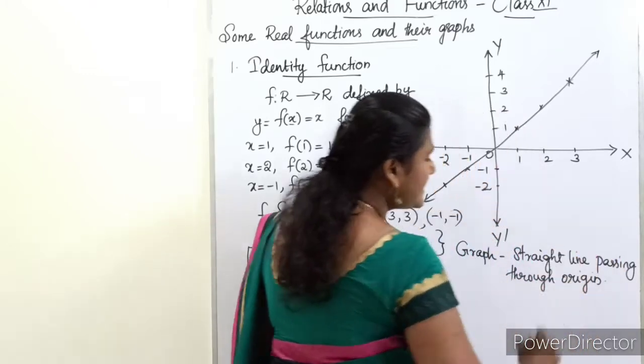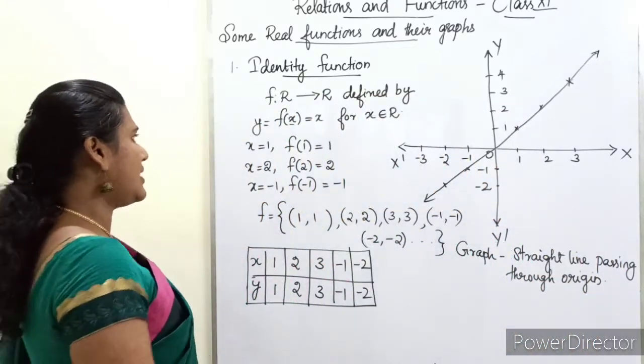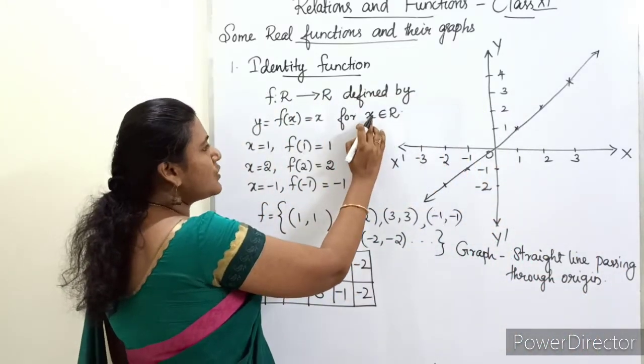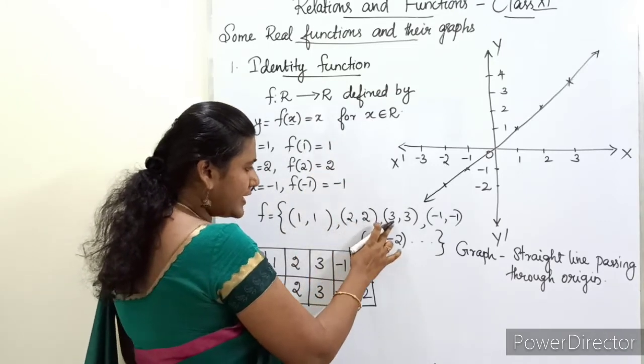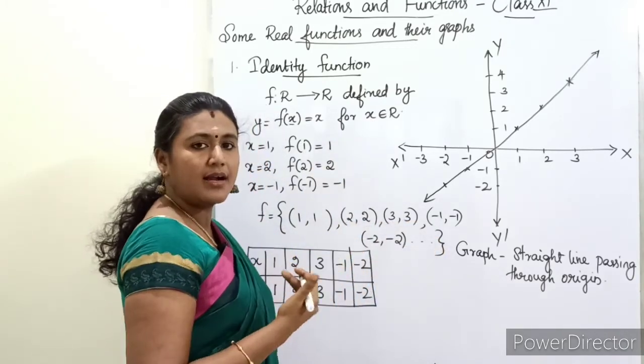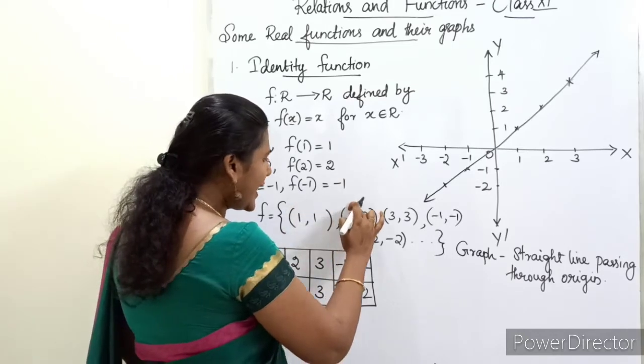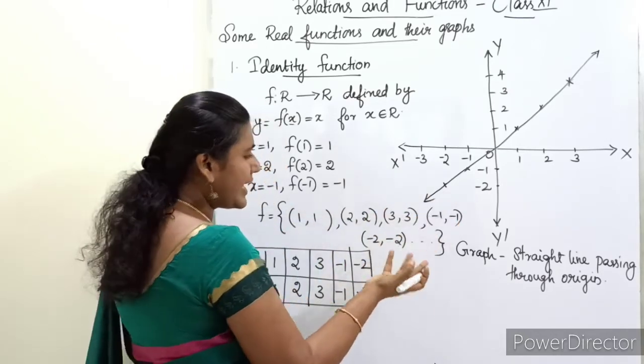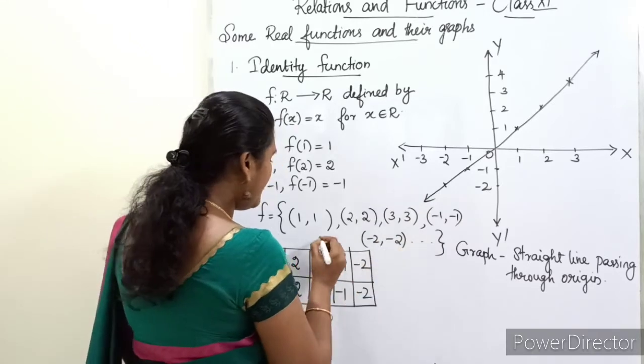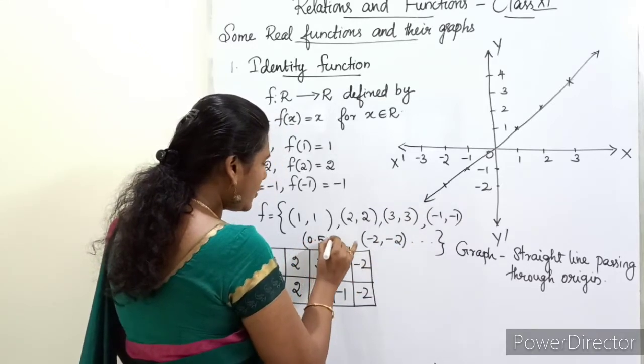Now we will see its domain and range. Actually, here the values of x, if you see in this ordered pair, the domain is the collection of first elements in the ordered pair. If you take all these values, even if you take a decimal value, for example 0.5, then y is also 0.5.